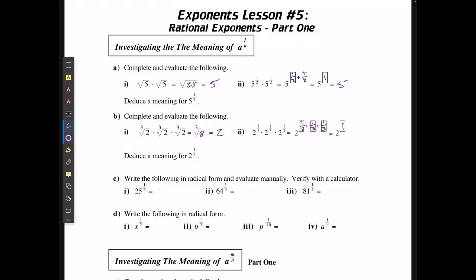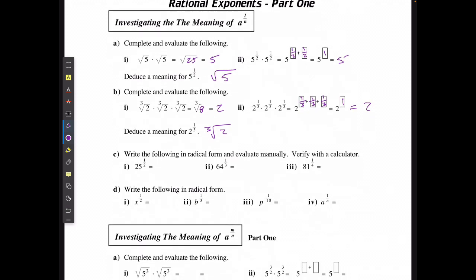So what's the meaning of 5 to the power of 1/2? It is the square root of 5. What's the meaning of 2 to the power of 1/3? It's the same as the cube root of 2. We know that they are equivalent. So if that's true, then I can convert a rational exponent into its radical form and then theoretically solve it.